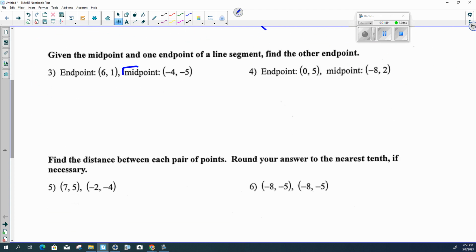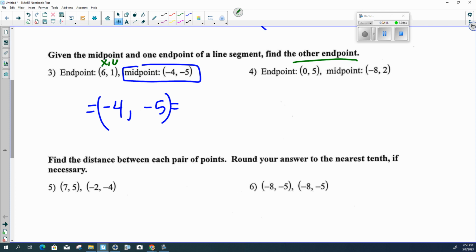It gives you the midpoint. Right? It gives me the answer. I have the answer, but that's not what it's asking. It wants you to find the other end point. So we have x1, y1. We don't have x2, y2. So we set it up just exactly the same.